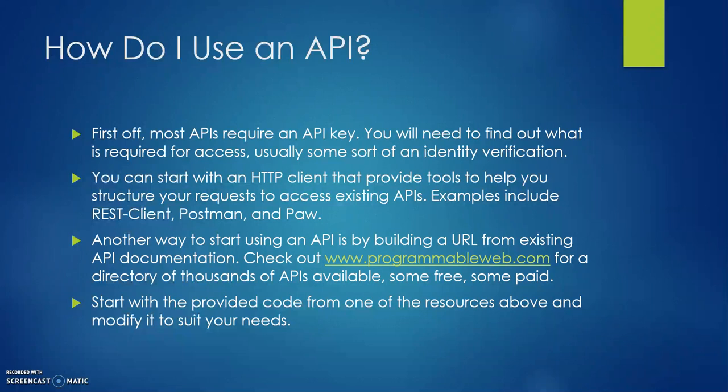Another way to start using an API is by building a URL from existing API documentation. Check out www.programmableweb.com for a directory of thousands of APIs available, some free, some paid. Start with the provided code from one of the resources above and modify it to suit your needs.